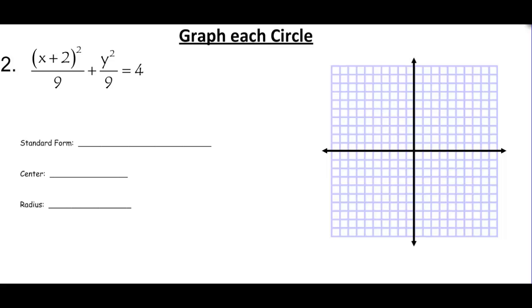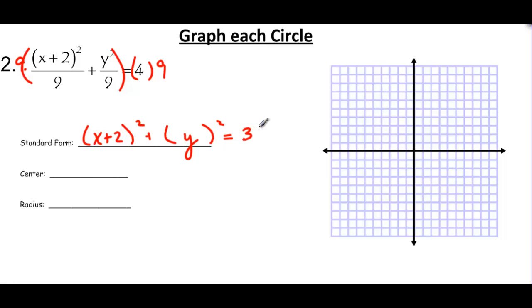My next equation is pretty basic as well, but I can tell it's not my standard form because remember I want my x squareds plus my y squareds equal to my r squareds. But the only way I'm going to do that is to get rid of this 9. So I'm going to multiply both sides by 9 to clear my fraction. So this leaves me with (x plus 2) quantity squared plus y squared equal to 36.